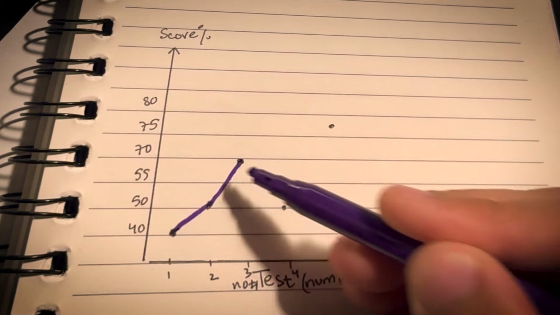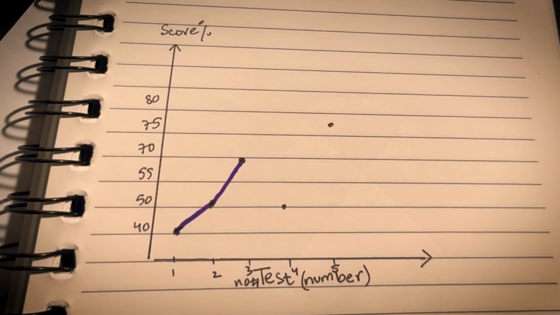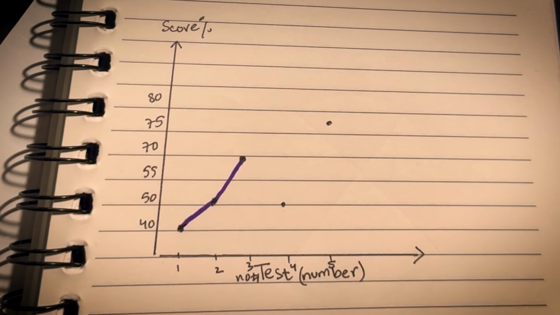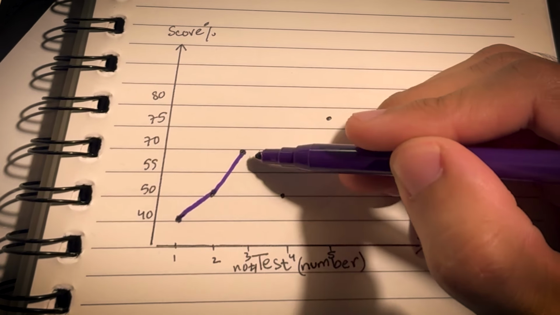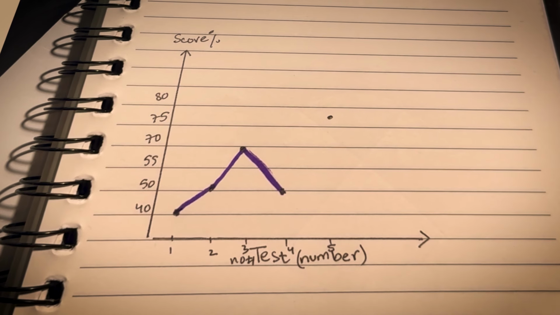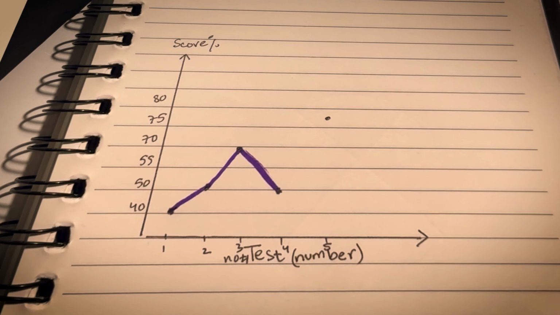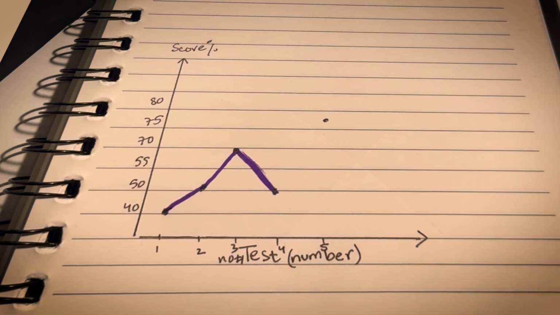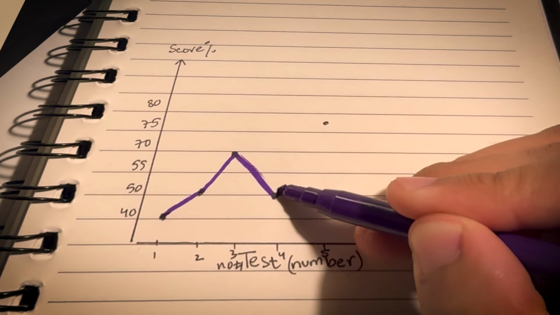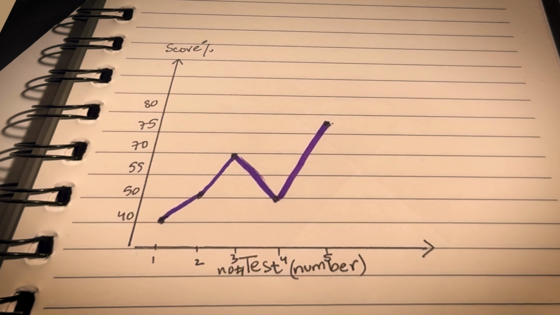Now straight to 70 marks. Look at this jump. This is your peak moment. Everything you studied, it clicked. You crushed it. But wait, drop back to 50. Line is going down. See this dip? Maybe you got overconfident or life got busy. It happens. But look, 78 marks. Back up and even higher than before.